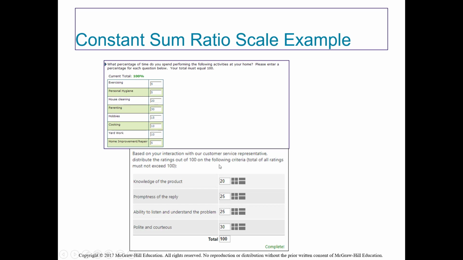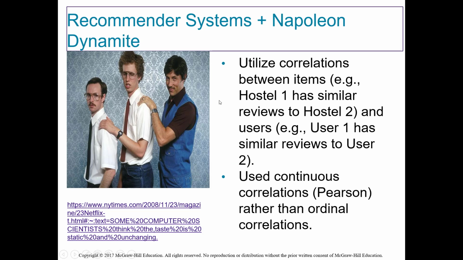And what we're doing is we're splitting up this 100% of time or 100% of effort into manageable blocks. So here again, based on the customer service, distribute the rating out of 100 in terms of these different attributes. So this is a way of getting, and you're probably going to use whole numbers, you're not going to put 19.99999, but it's as close as you can get to continuous data. And particularly in the first example, as this is an actual time, this would be ratio scale data.